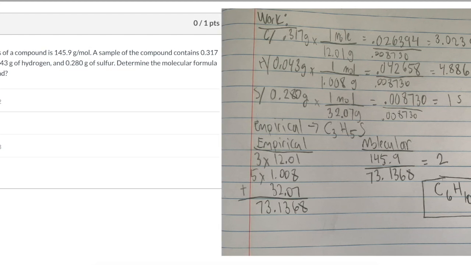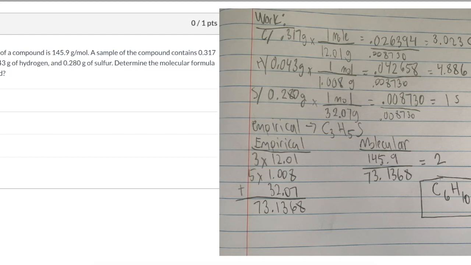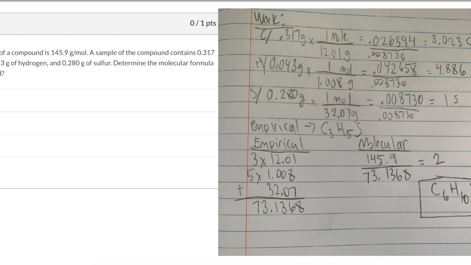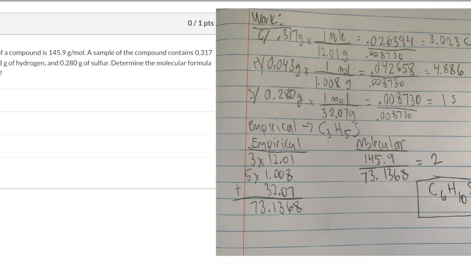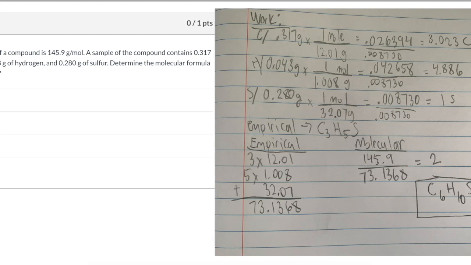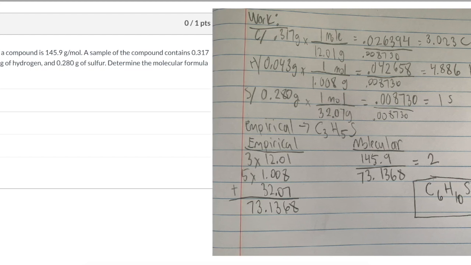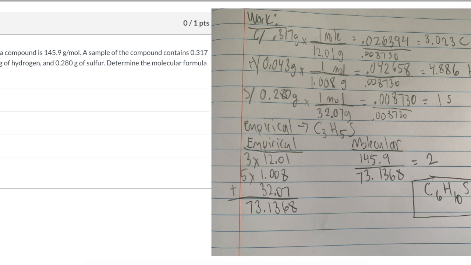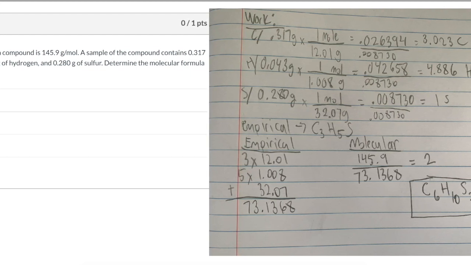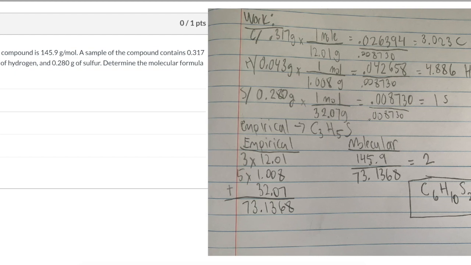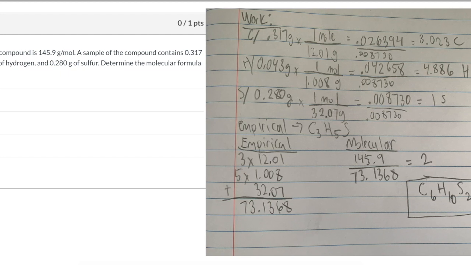So you divide all three of those numbers by that small number. So you divide carbon by 0.008730 and you get 3.023 carbon, or just 3 carbon. You divide hydrogen by 0.008730 and you get 4.886 hydrogen, or 5 hydrogen. And you just divide sulfur by the number 0.008730, which you will just be left with 1 sulfur.